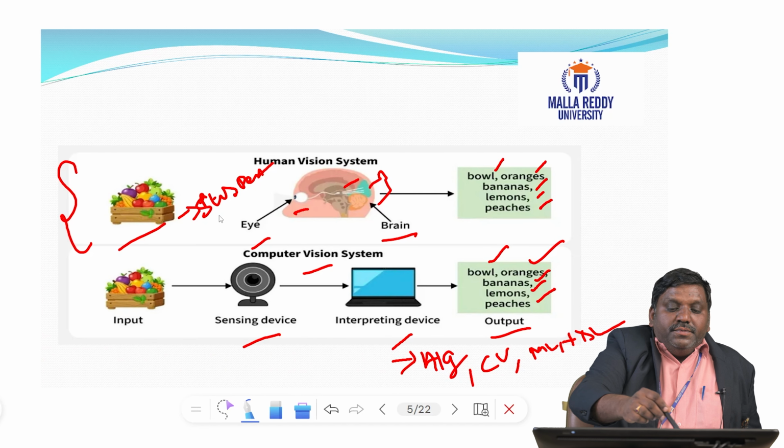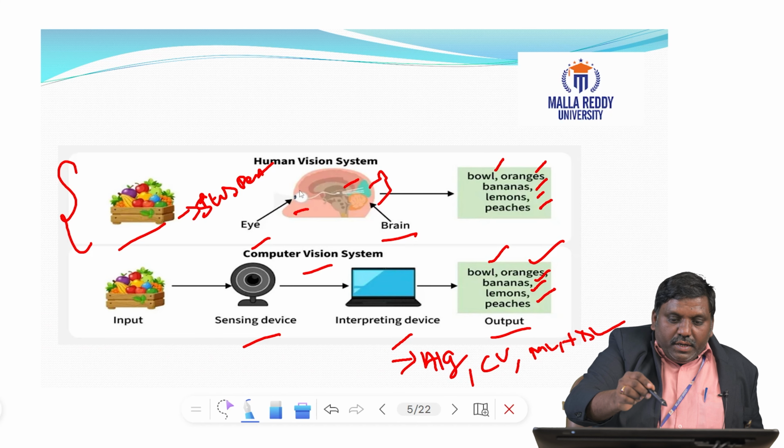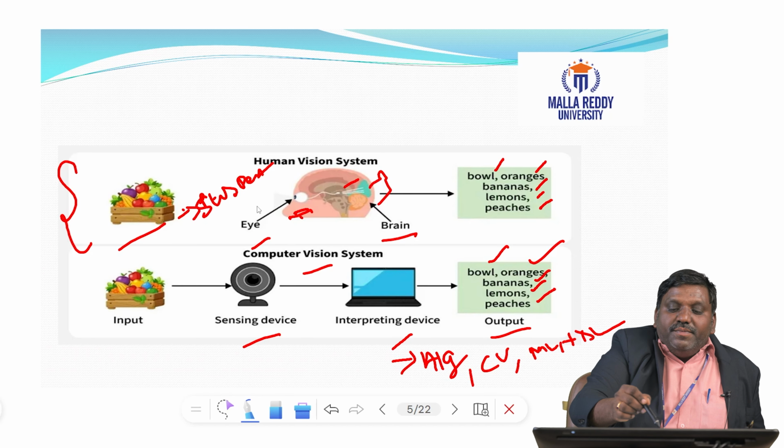Okay. So in general, in a computer vision system, we are using the naked eye for taking the evidence from the environment.